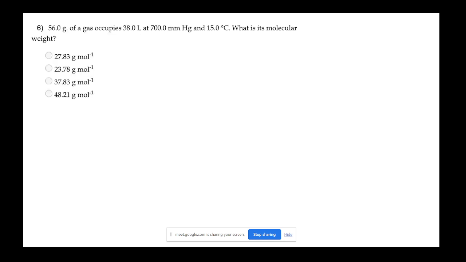Moving forward to the next question. We have 56 gram of gas that occupies 38 liters at 700 mmHg. Now 700 mmHg, here this is pressure, which is in millimeters of mercury, because when you use a U-tube manometer to measure the pressure, it is denoted in the form of difference in the height of mercury, and at temperature 15 degrees Celsius. Now you want to find the molecular weight. So again, using the ideal gas equation of state PV equals to nRT, you want to find out molecular weight.